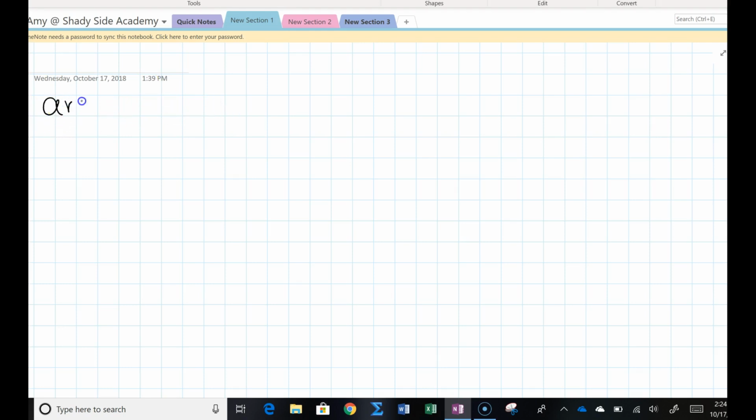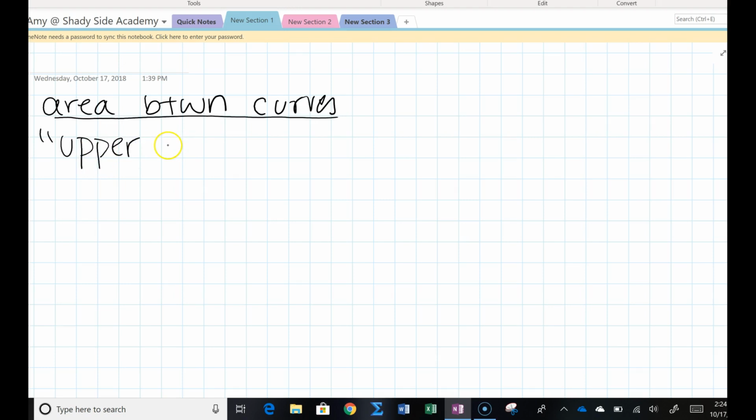I'm going to give you a phrase, and I'm going to help you make sense of what this means. When we're talking about the area between curves, I want to show you something. Upper minus lower. Just put that down for now. That's a little key hint, and I will clarify. Let's take a look at this, with reasonable accuracy.